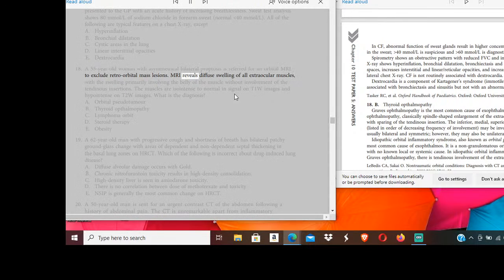MRI reveals diffuse swelling of all extraocular muscles, with the swelling primarily involving the belly of the muscle without involvement of the tendinous insertions. The muscles are isointense to normal in signal on T1W images and hypointense on T2W images. What is the diagnosis? A. Orbital pseudotumor, B. Thyroid ophthalmopathy, C. Lymphoma orbit, D. Steroid therapy, E. Obesity.